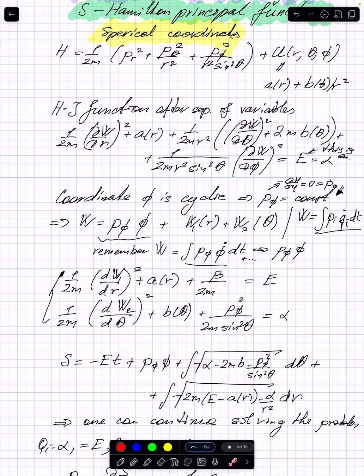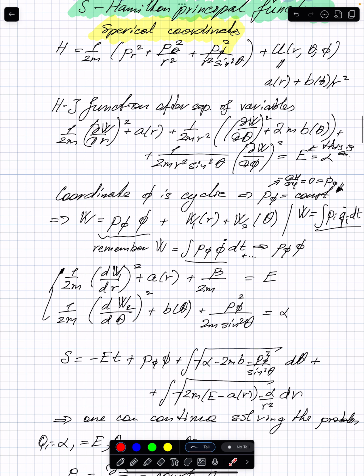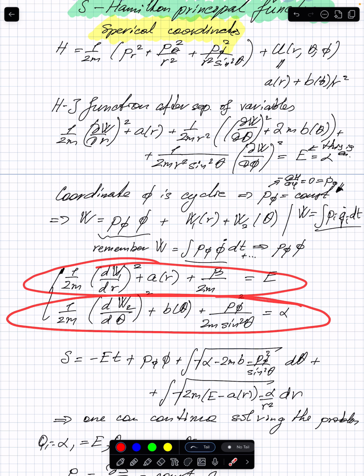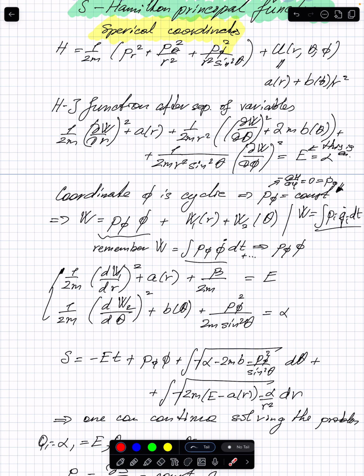Additionally, using the separation of variables logic, I will assume that I have a function W1 which only depends on the radius, and a function W2 which only depends on theta. Substituting this ansatz into this equation over here, and separating everything which depends on r and everything which depends on theta, I will obtain the following equation. Here sometimes I write E, sometimes I write alpha. So this is the same as alpha.